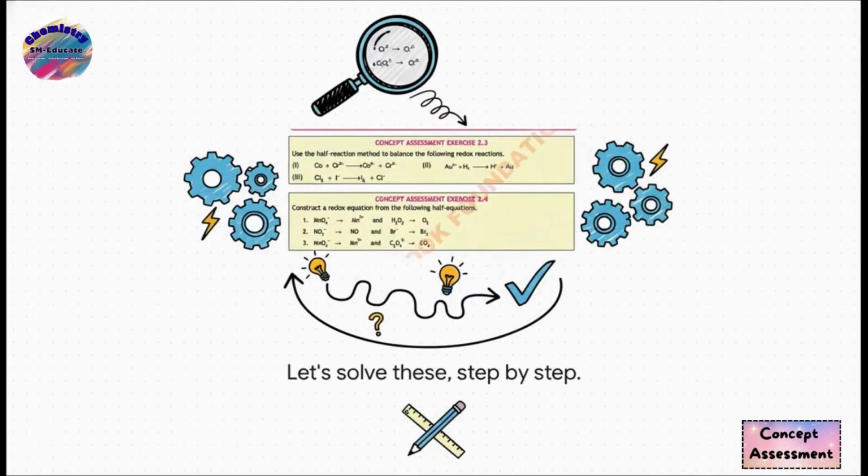We're going to use the problems right from this page as our guide. By the end of this, I promise you'll have a reliable method to tackle these problems, and we're going to turn that confusion into confidence.